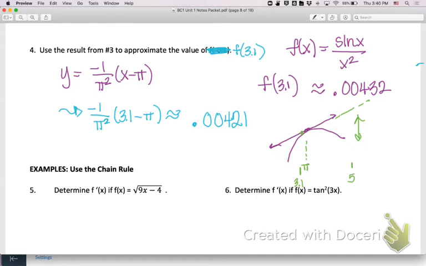So that is a quick review of the product rule and the quotient rule, and in the next video, we will refresh over the chain rule.